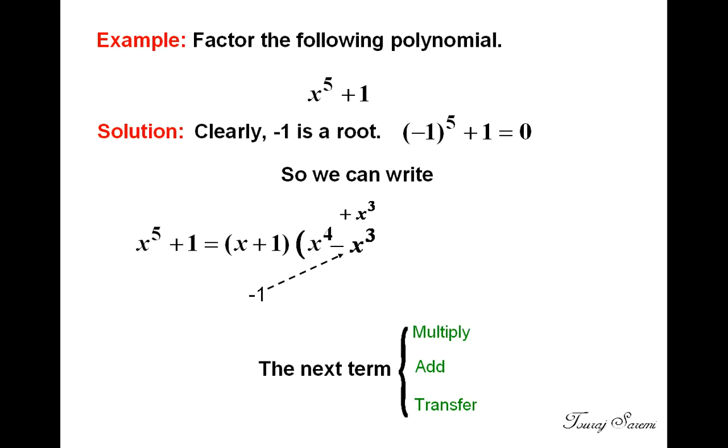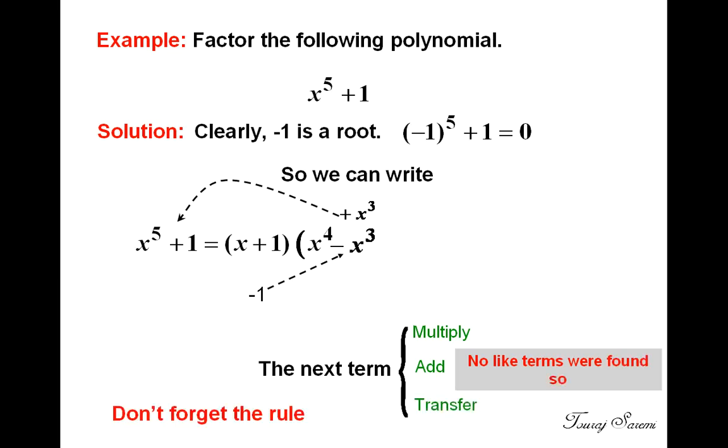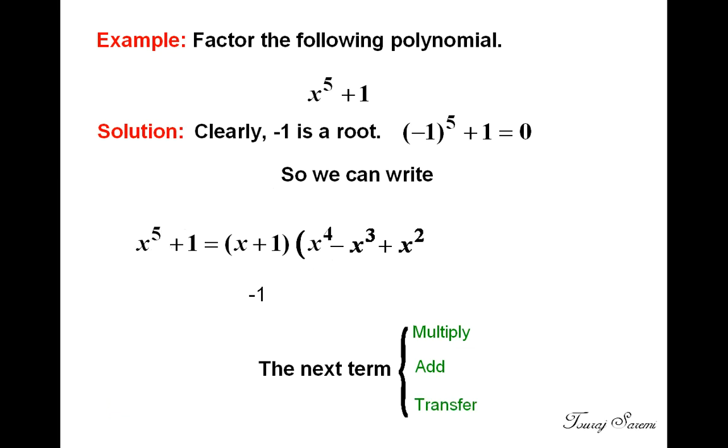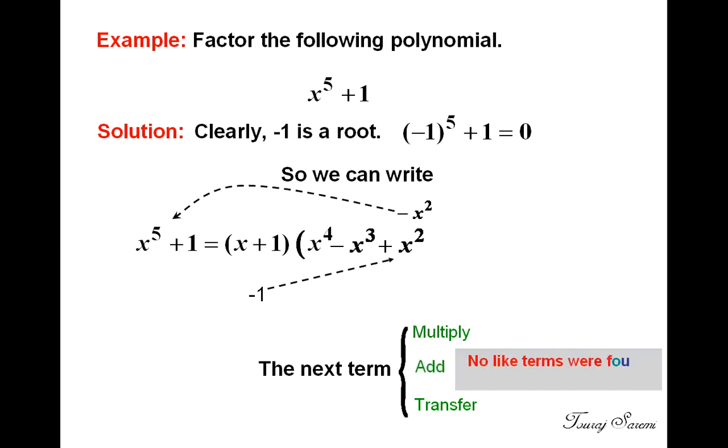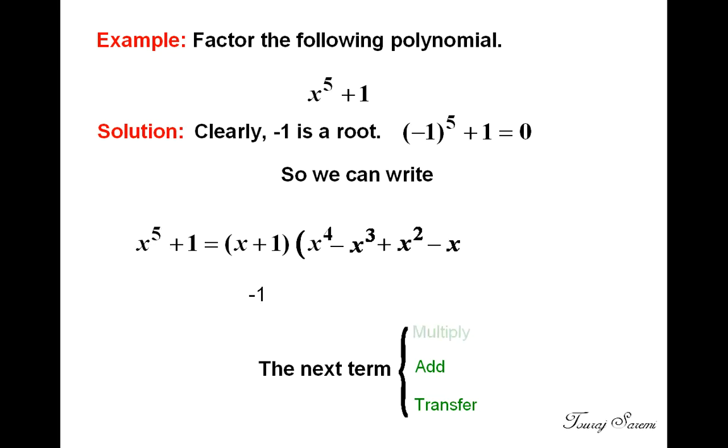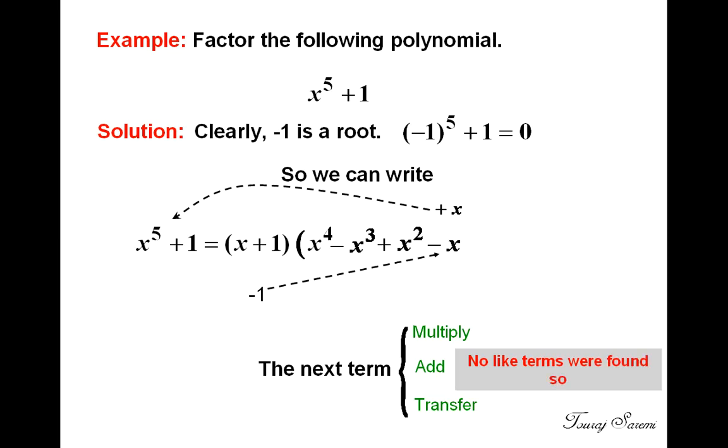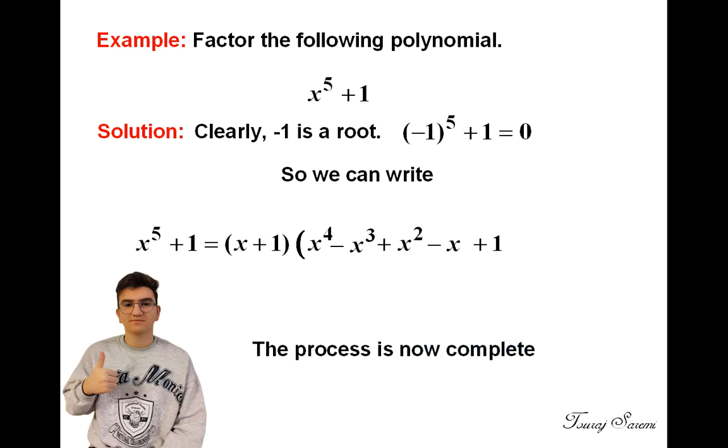Multiply. Add. No like terms were found, so transfer. Don't forget the rule. This is repeated for each remaining term, with no like terms found each time, so we transfer. The process is now complete.